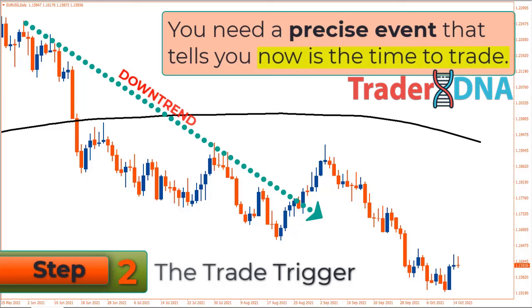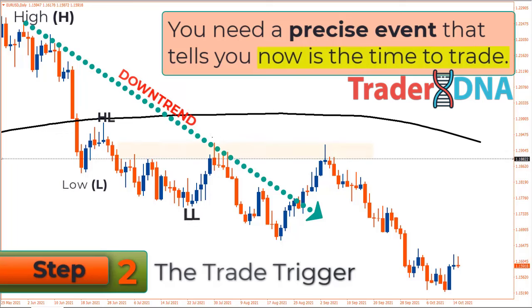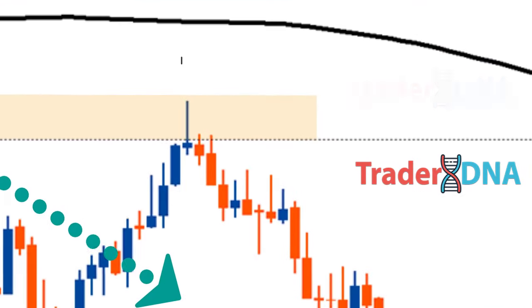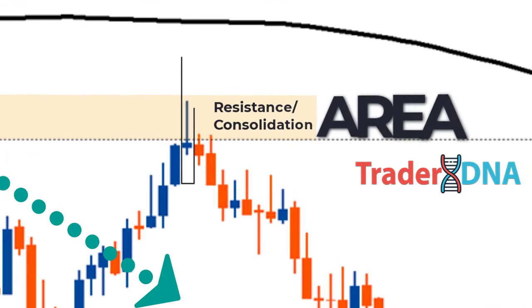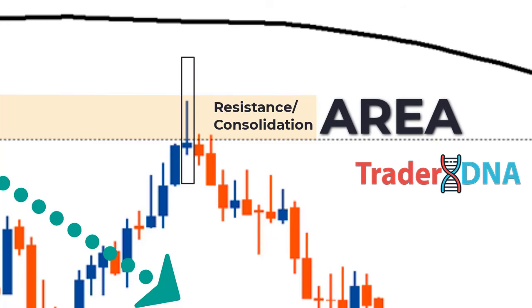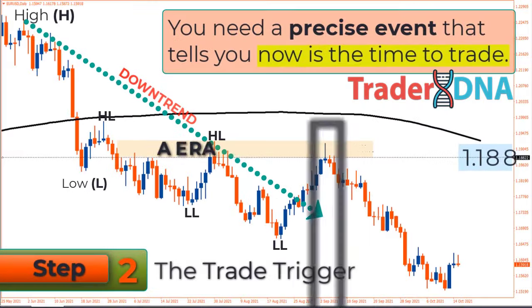In this case, price action traders like to sell on a new lower high after the price has pulled back to a resistance area and closed below the price of 1.188. You can see the price form a bearish pin bar pattern and break below the consolidation area. This case shows three possible trade triggers that occur during the Euro against United States dollar downtrend.